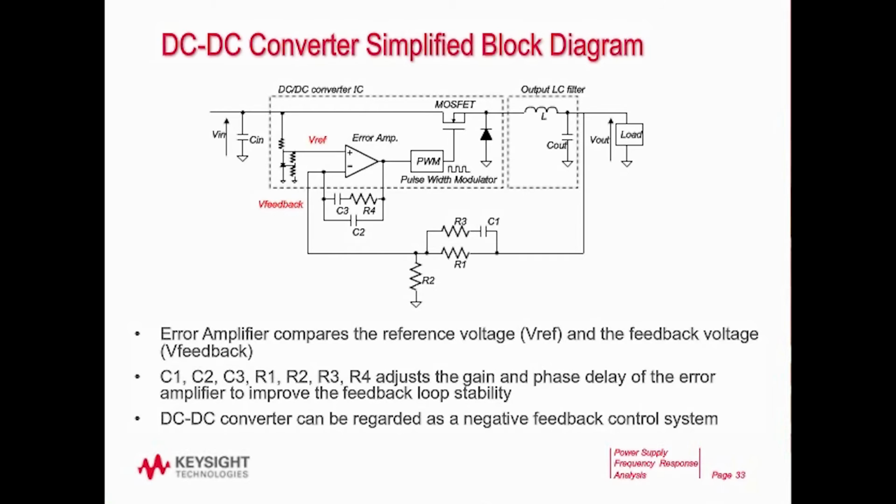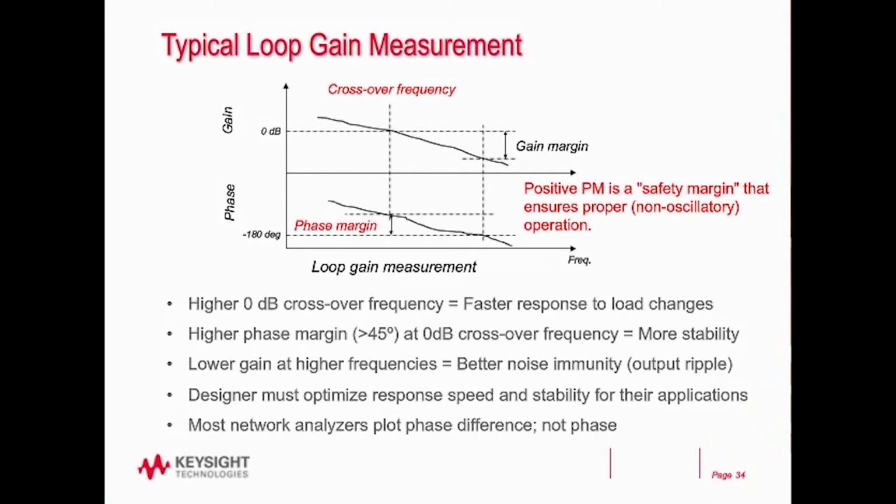Now there's also a compensation network that you can tune for how fast you want that response, and that's made up of C1, C2, C3, R1, 2, 3, and 4. Now you can tune those various components to get the type of response you want. Now let's take a look at the typical loop gain measurement that you might want to do using a network analyzer, or as in the case I'll show in a few minutes, the oscilloscope.